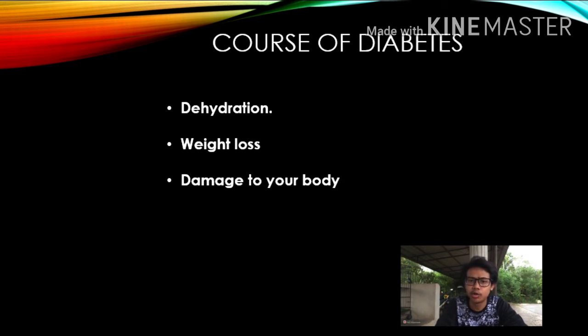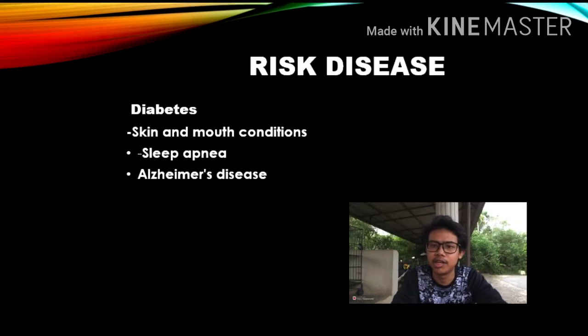Next is damage to your body. Over time, a high glucose level in your blood can harm the nerves and small blood vessels in your eyes, kidneys, and heart. It can also make you more likely to get hardened arteries, which can lead to a heart attack and stroke. Skin and mouth conditions: diabetes may leave you more susceptible to infections of the skin and mouth, including bacterial and fungal infections. Gum disease and dry mouth are also more likely.